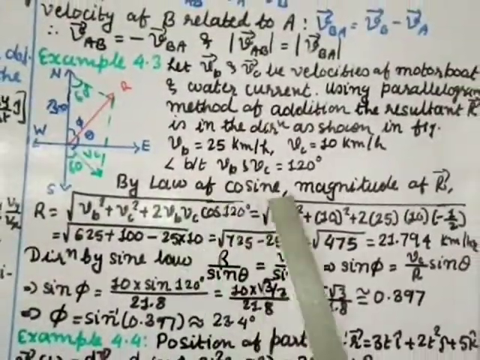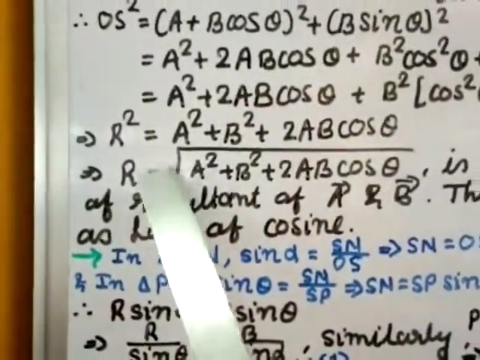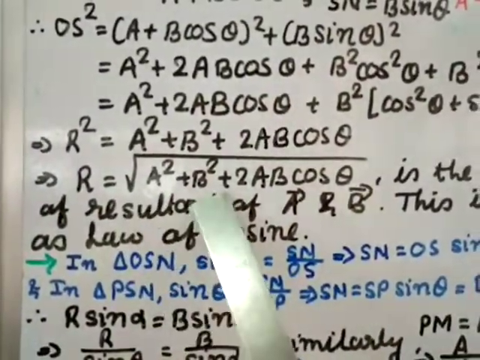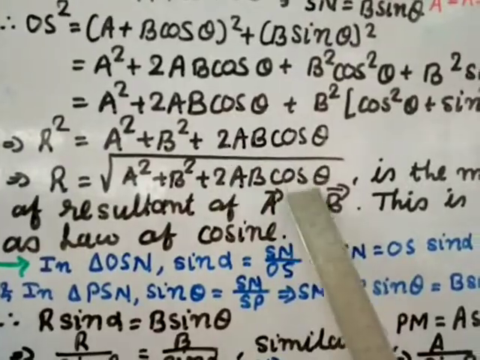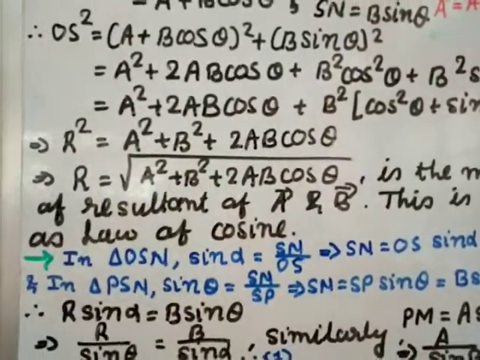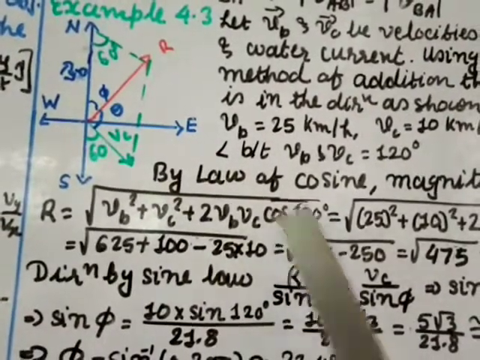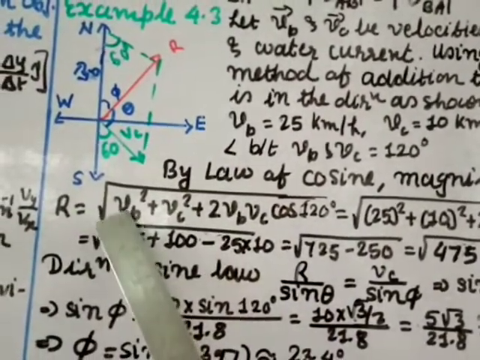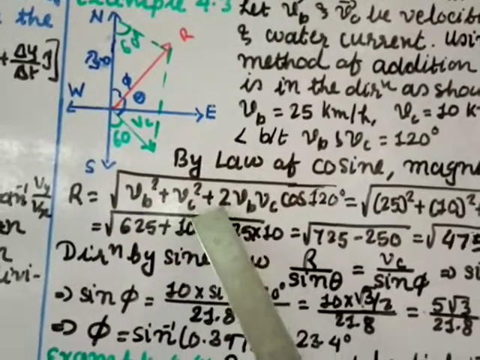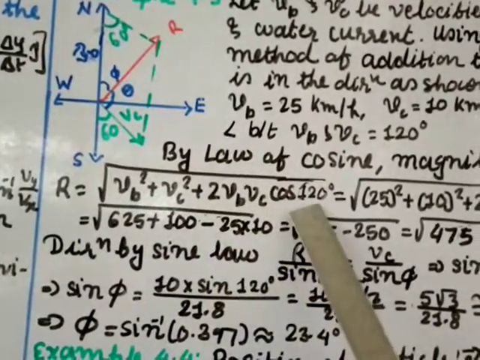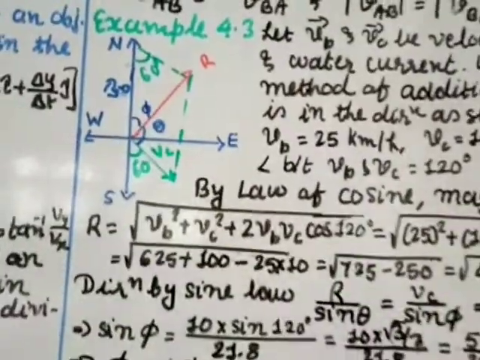Now by law of cosine, the resultant R is equal to square root of a square plus b square plus twice ab cos theta, where theta is the angle between the vectors a and b. Here also VB and VC are the vectors and the angle between them is 120. So the formula is square root of VB square plus VC square plus 2 VB VC cos 120.